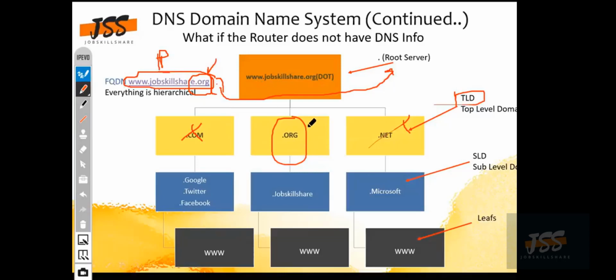After that, the org is nothing but a server. It's a hardware appliance, maybe sitting somewhere far away. It has these archives or catalogs or files. It will go through and search specifically for jobskillshare. So let's say it finds jobskillshare, and it will send me to the sub-level domain, which is nothing but the hosting server.